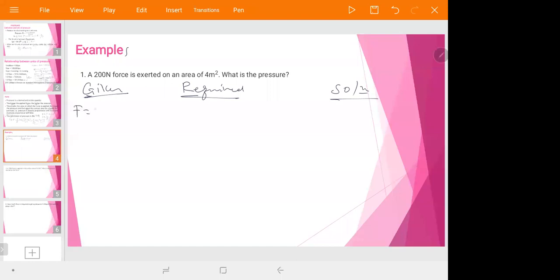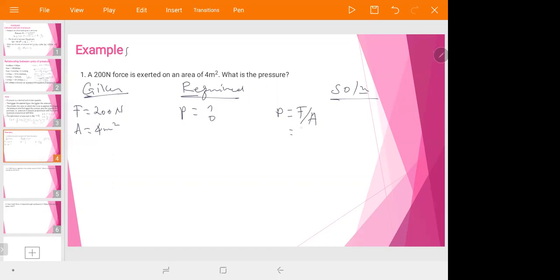Force is equal to 200 Newton. Area is equal to 4 meter square. Area can be given in centimeter, millimeter, or other units of area. Therefore, if such a question is given, you must change into meter square, because pressure is expressed in the unit of Pascal. Pressure is equal to applied force over area.